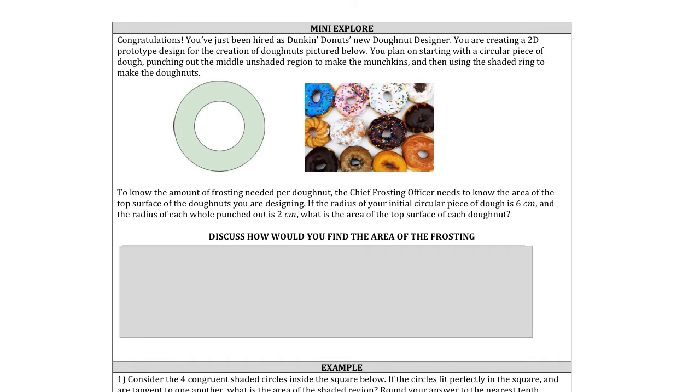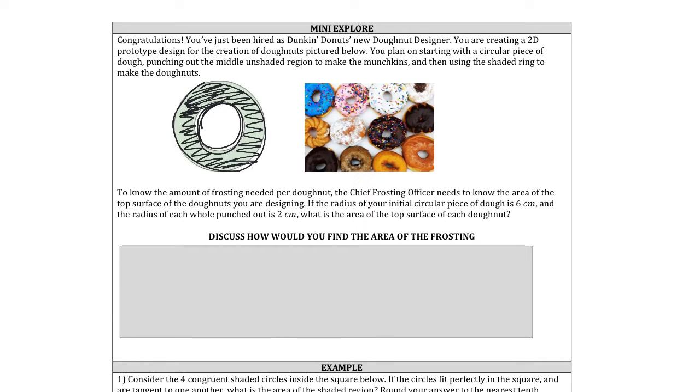Your plan is to start with a circular piece of dough and punch out the middle unshaded region. So basically you're starting with this full circle and you're cutting out this middle piece to make the munchkins, and then use the shaded ring to make the donut. So this is going to be your donut. And the next paragraph talks about frosting the donut and how much frosting you're going to need.